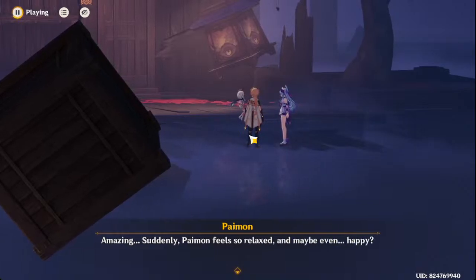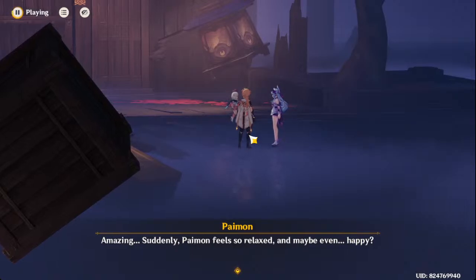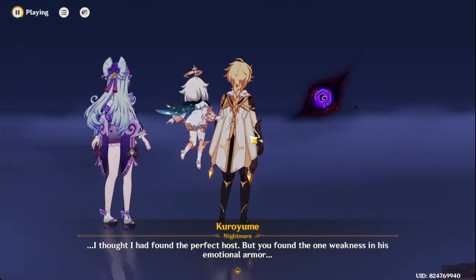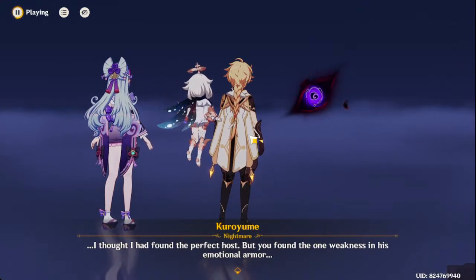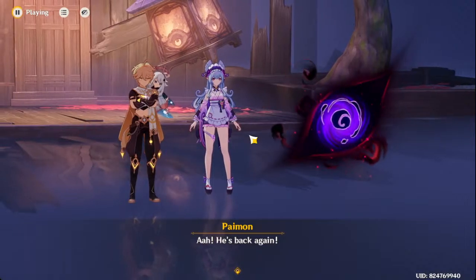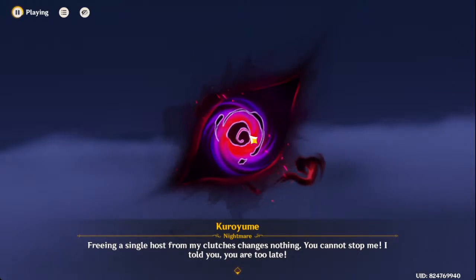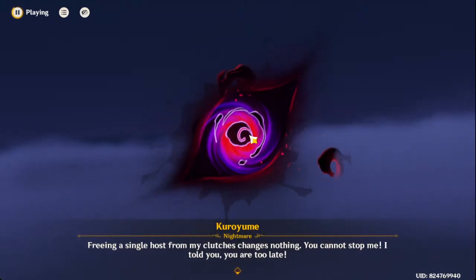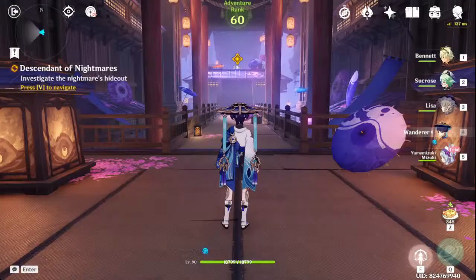Amazing! Suddenly, Paimon feels so relaxed and maybe even happy? I thought I had found the perfect host, but you found the one weakness in his emotional armor. He's back again! Freeing a single host from my clutches changes nothing! You cannot stop me! I told you you are too late! Are we going to fight? Nope.